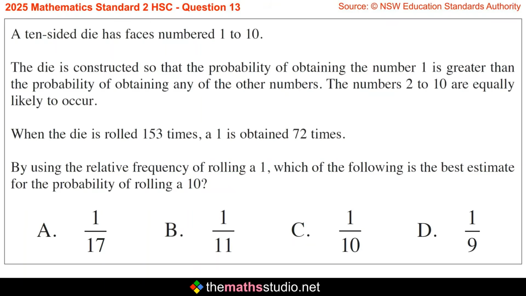Question 13. A 10-sided die has faces numbered 1 to 10. The die is constructed so that the probability of obtaining the number 1 is greater than the probability of obtaining any of the other numbers. The numbers 2 to 10 are equally likely to occur. When the die is rolled 153 times, a 1 is obtained 72 times. By using the relative frequency of rolling a 1, which of the following is the best estimate for the probability of rolling a 10?